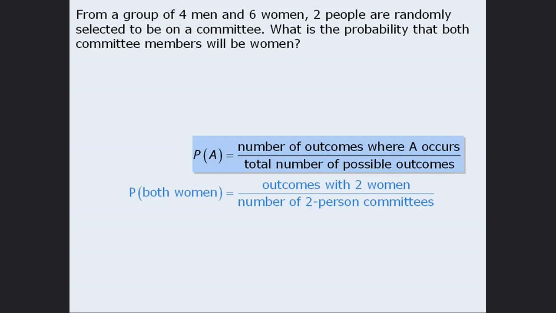Let's begin with the denominator. How can we determine the total number of 2-person committees that can be created? Well, one option is to list all of the different outcomes.